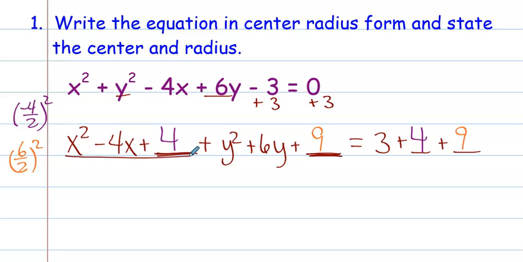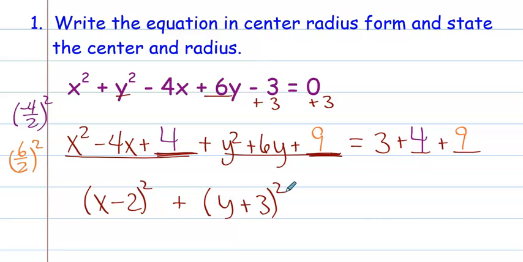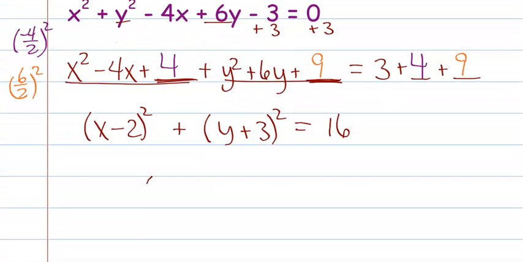This right here is a perfect square trinomial, which can be rewritten as x minus 2 squared, just like from the last lesson. Plus, this is a perfect square trinomial for the y's, and that would be y plus 3 squared equals, and then we just add up all that over there. So you get 16. It also says to state the center and radius. So remember, the signs will be opposite. So our center is positive 2 and negative 3.